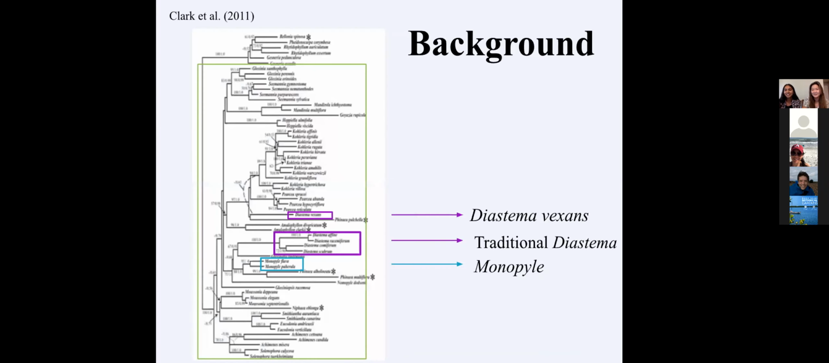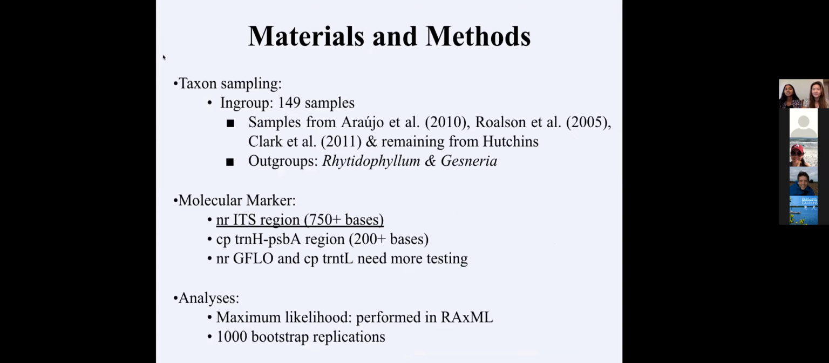Keen. This is another molecular phylogenetic tree from a paper by Clark et al. in 2011. It shows that Monophyllaea is monophyletic again, and it shows similar relationships to what we saw before with Diastema vexans and traditional Diastema. This paper doesn't have significantly more sampling in Diastema or Monophyllaea since Roalson in 2005, so there isn't much difference between the trees. So it was especially exciting to add more than 100 samples to this phylogeny. And now we can get into our own research.